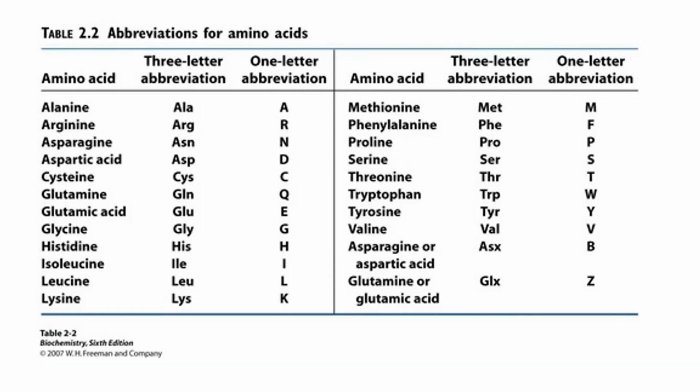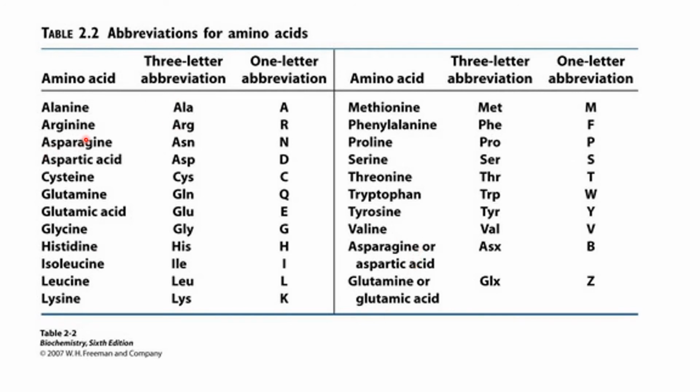Next, this is the list of the different amino acids. Over here you can see the different amino acids like alanine, arginine, asparagine, aspartic acid, cysteine, glutamine, glutamic acid, glycine, histidine, isoleucine, leucine, lysine, then methionine, phenylalanine, proline, serine, threonine, tryptophan, tyrosine, valine, asparagine or aspartic acid, glutamine or glutamic acid. So this is the list of 20 or 21 amino acids, the 21st being cysteine.